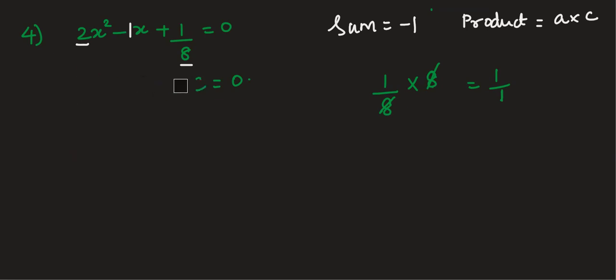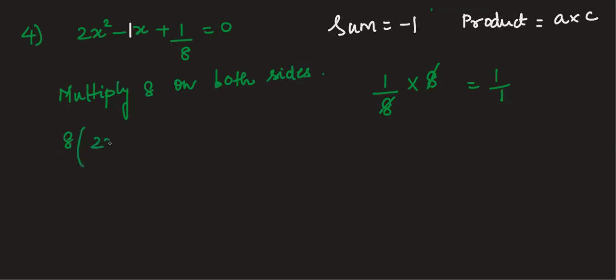Now, let's check it out. So, I multiply 8 for the whole equation. So, what are we going to do? We are going to multiply 8 on both sides. So, multiply 8 on both sides. That will be 8 into 2x square minus x plus 1/8 is equal to again 8 into 0.